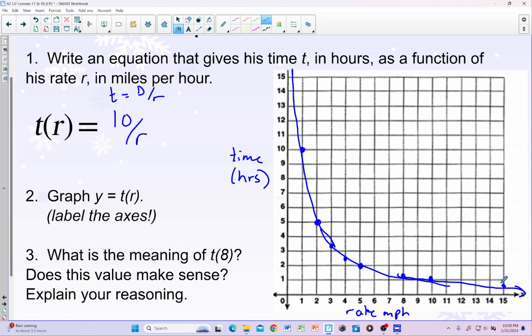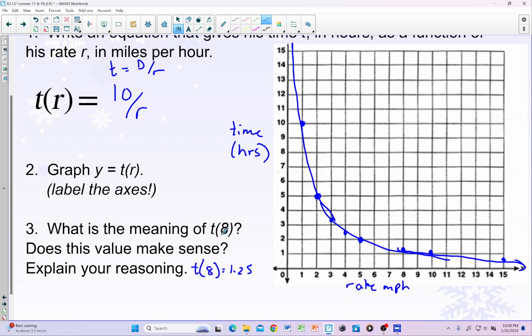So, what is the meaning of T of 8? Well, we've already covered that, right? So, we know that T of 8 is going to be 1.25. It's going to be 10 divided by 8. So, what does that mean? It means that at 8 miles per hour, Jack takes 1.25 hours to go the 10 miles. And we can do that for any of these numbers.